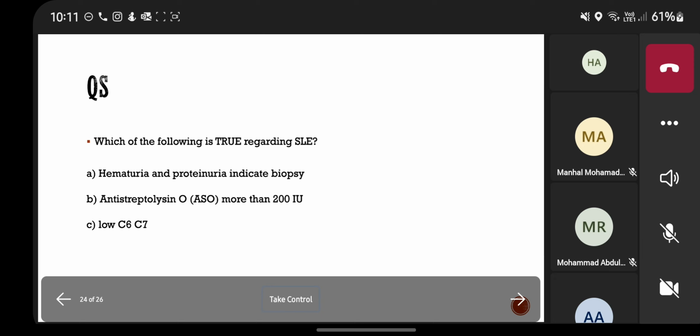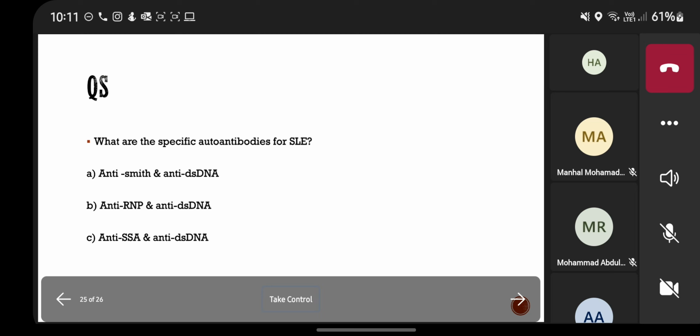Which of the following is true regarding SLE? A, hematuria and proteinuria indicate biopsy. B, anti-streptolysin O more than 200 international units. C, low C3 and C4. I would go with A, hematuria and proteinuria indicating a biopsy. Correct answer.